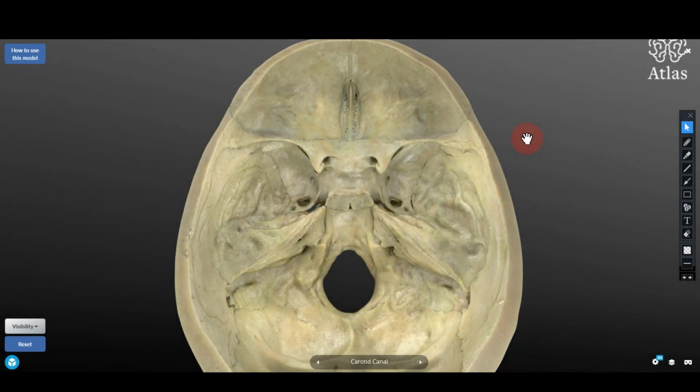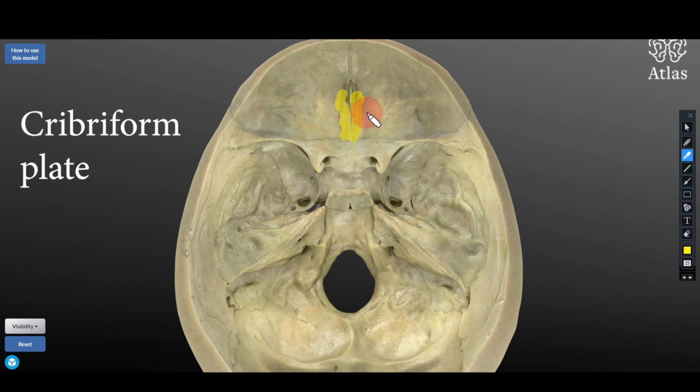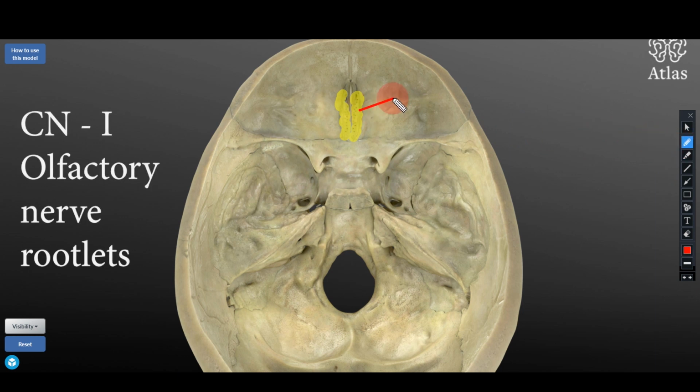Hello, in this video we are going to survey through all the foramina present in the base of the skull, or in the skull base, or in the cranial fossa. In the anterior cranial fossa, the very important foramen that you see here is the cribriform plate. The cribriform plate contains a lot of minute foramina, almost 20 to 25 foramina, and they will be transmitting the cranial nerve number 1.